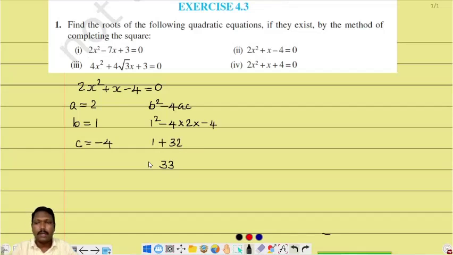So the discriminant b squared minus 4ac, we got it is 33, which is a positive number. So the roots exist. Now we can find them using the formula.